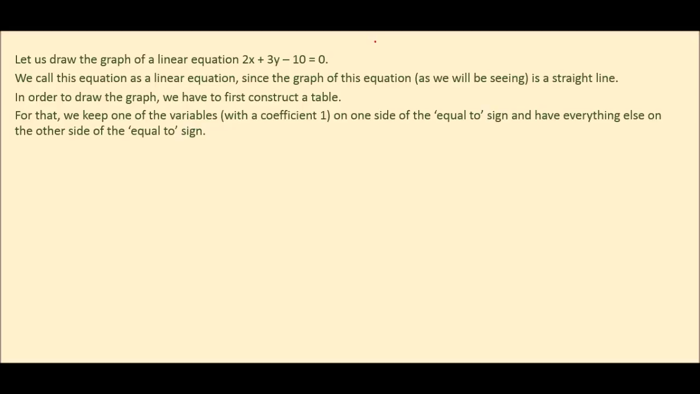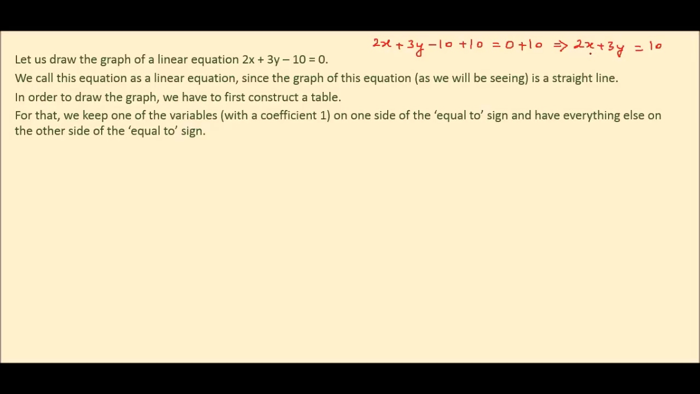Let me write that step as well. So this is 2x plus 3y minus 10 plus 10 is equal to 0 plus 10. Now these two will get cancelled. Negative 10 and positive 10 will get cancelled. So we will be having 2x plus 3y equal to 10.